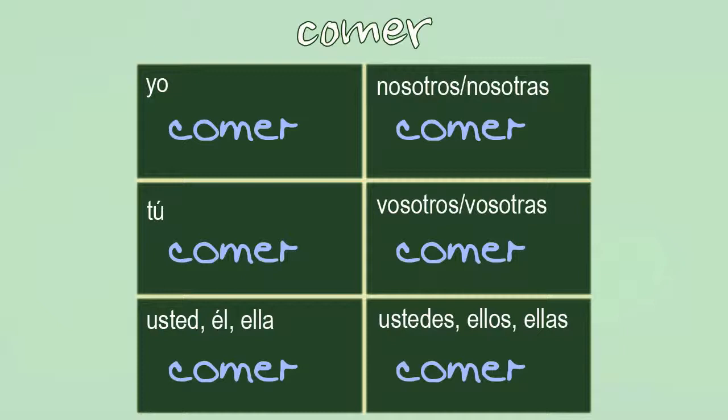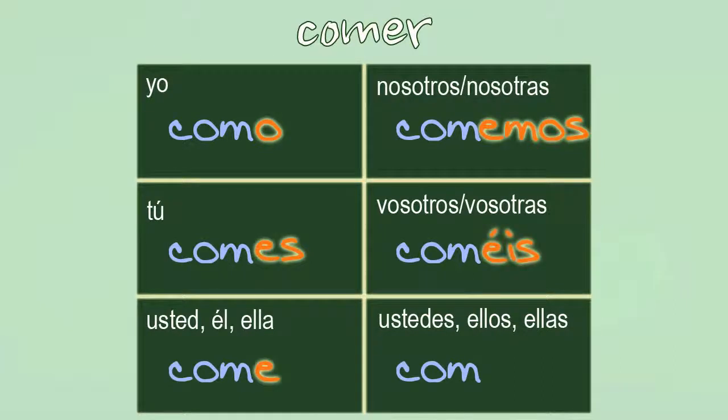Hi, welcome back. Let's make sure you went through the right process. First, identify the ER ending. Then eliminate it. Now add your conjugations. Yo como, tú comes, usted, él, or ella come, nosotros or nosotras comemos, vosotros or vosotras coméis, y ustedes, ellos, and ellas comen.